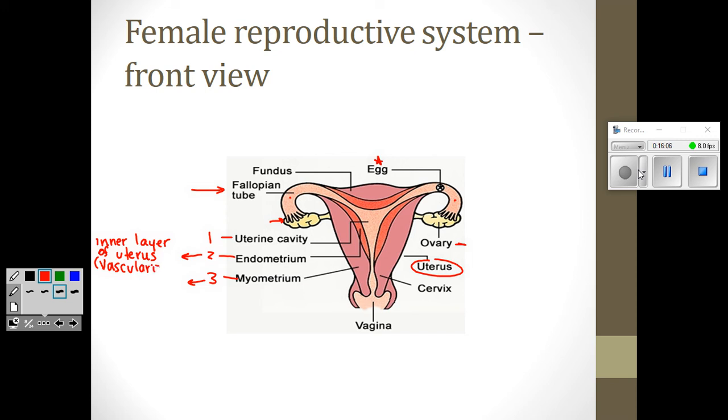is very vascularized. Does anyone know what I'm talking about when I say that something is vascularized? How about listening about the word cardiovascular? What are we talking about in your cardiovascular system? Yeah, so this is talking about blood vessels. So the inner layer of the uterus, the endometrium, is highly vascularized. There are lots of blood vessels there.